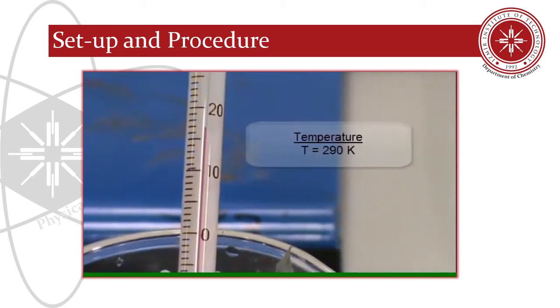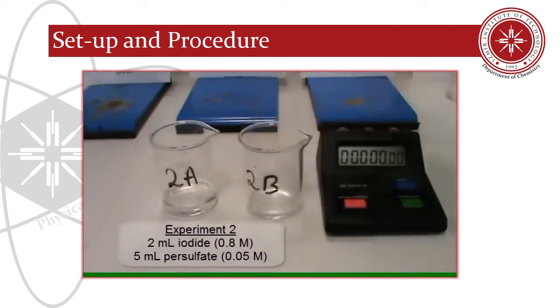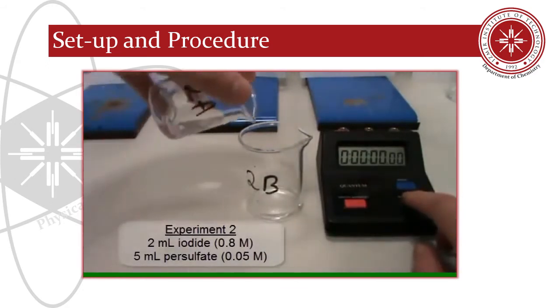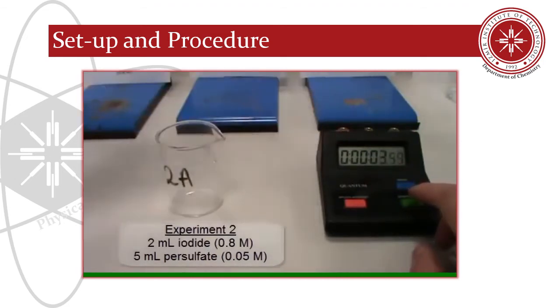We just need to check our temperature, and our temperature is 290 Kelvin. The reason we do this is we want to make sure that the temperature is the same for all of our concentration studies. In my second experiment, the persulfate is the same, so I'm changing the concentration of the iodide, and I want to see what effect does this have on the rate of reaction.